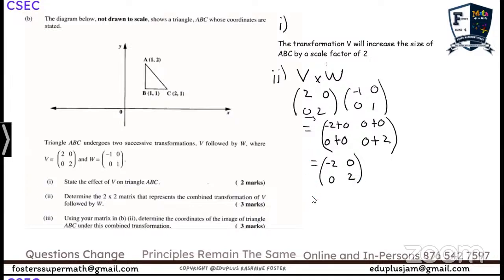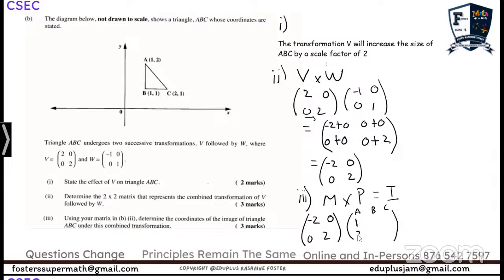And as I always tell you, once they ask you to determine a matrix, they're going to then ask you to use it to find an image afterwards. So I need to use it to determine the image of the triangle. Once you're finding the image, it's always matrix times pre-image equals image. What's the matrix that we're using? Negative 2, 0, 0, 2. What's the pre-image? It's that triangle, so it's A, B, C.